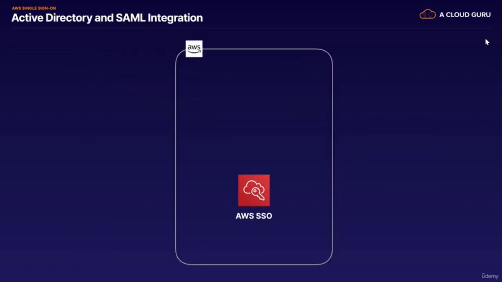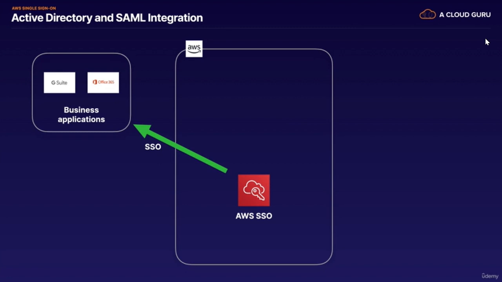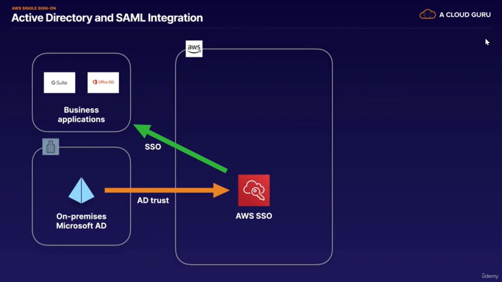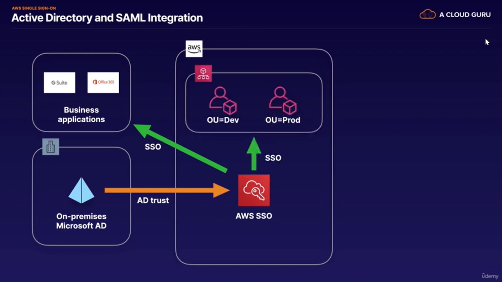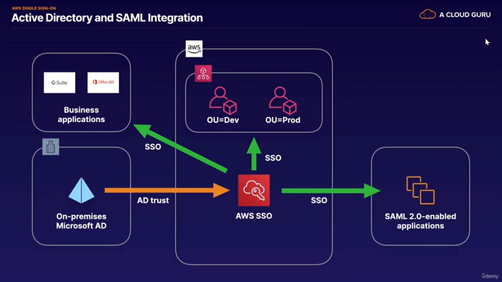Now, we covered Active Directory in a previous lesson. Here's how that works with SSO. So we mentioned SSO allows you to log into business applications like G Suite and Office 365. SSO also integrates with Active Directory or any SAML 2.0 identity provider, for example, Azure AD. This allows users to log into the AWS SSO portal with their Active Directory credentials. This can also be used to grant access to AWS Organizations, so structures like OUs for development and production environments. It can also grant access to any SAML 2.0 enabled applications.